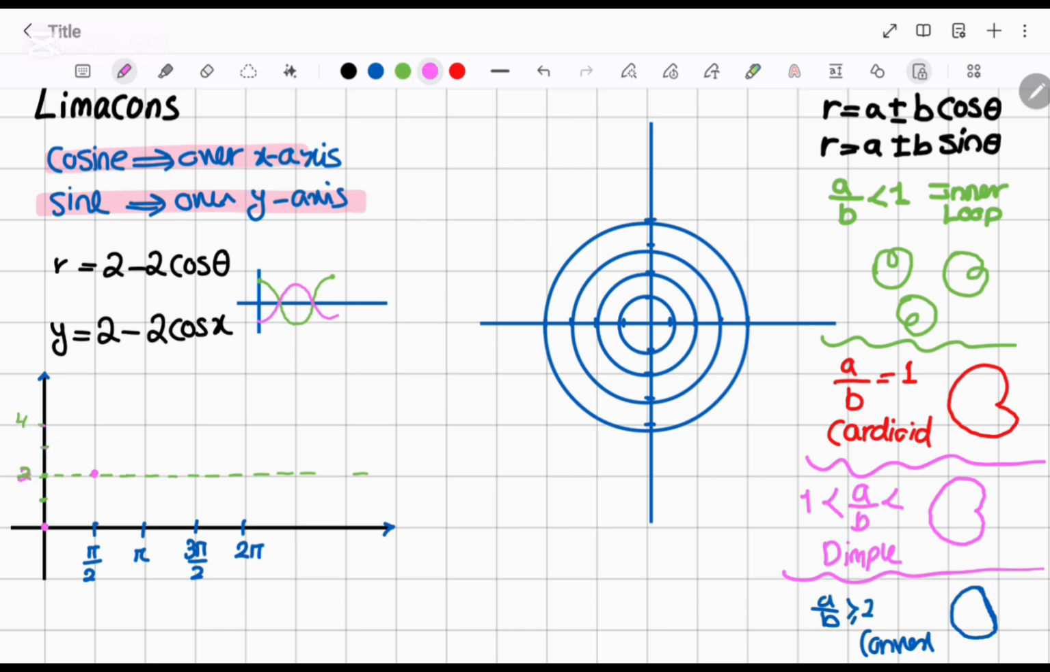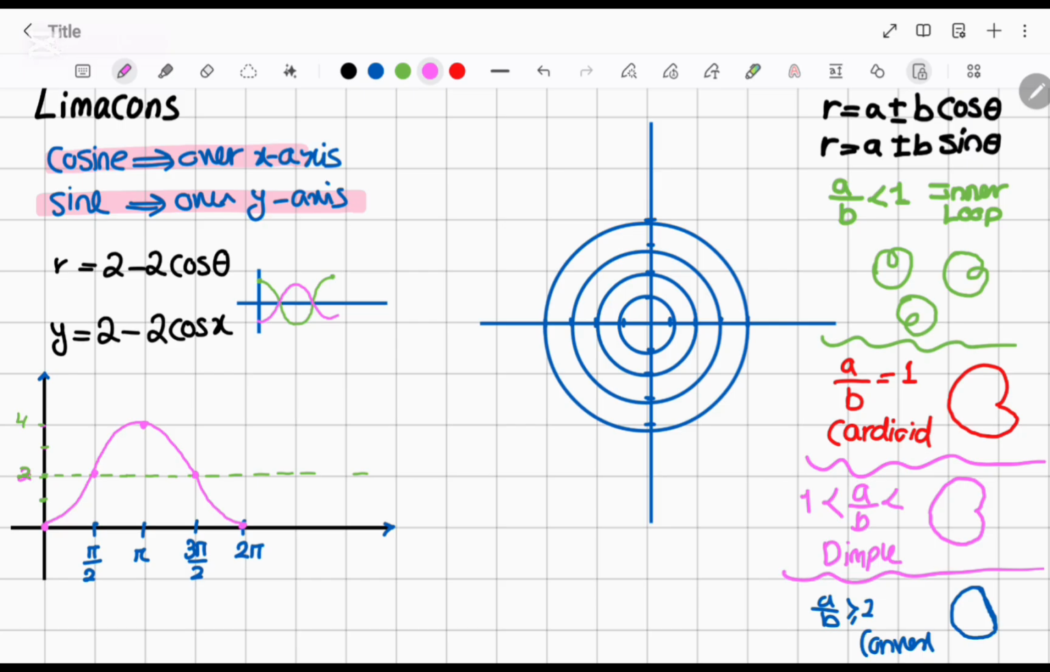And then on pi, it's going to be at its maximum, which is this. Then it's going to come back to here and here. And then you plot the points and you graph this. Okay, so after here, we're going to go for graphing it.